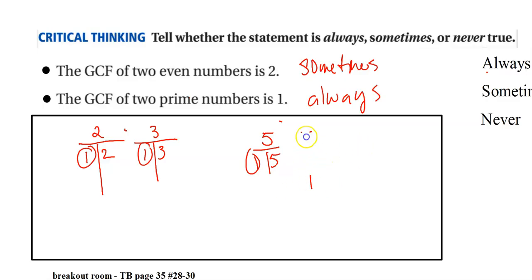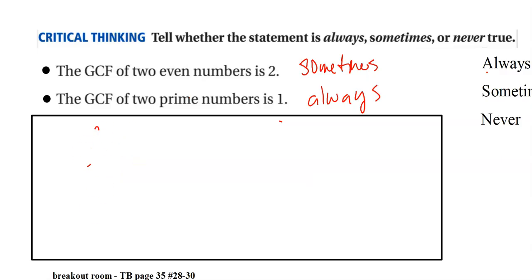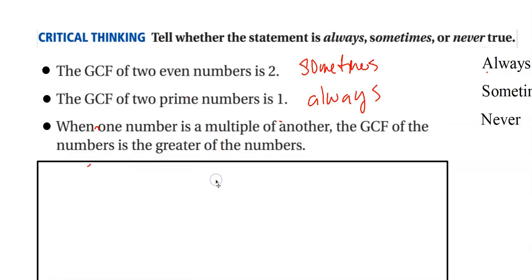All right, let's look at the last always, sometimes, never question. And it says when one number is a multiple of another, the GCF of the numbers is the greater of the numbers. Wait a minute, I'm remembering that when I had 10 and 20, the greatest common factor was 10. Oh, wait a minute. It's the greater of the numbers. I think it's not the greater of the numbers. I think it's always going to be the smaller of the numbers.